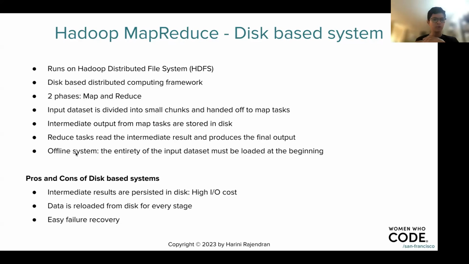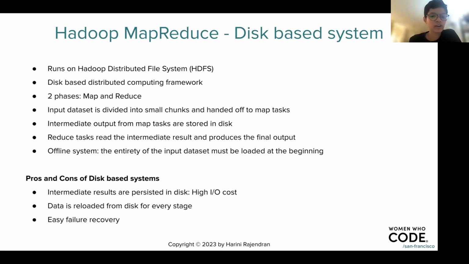What are some of the pros of using such a disk-based system? One thing is the failure recovery is pretty straightforward here, because even if a map crashes or a reducer crashes or anything happens, all the data, the input data as well as the intermediate data, is stored in the disk. So we can always reread them and reprocess them. So it's easy to recover when anything fails.